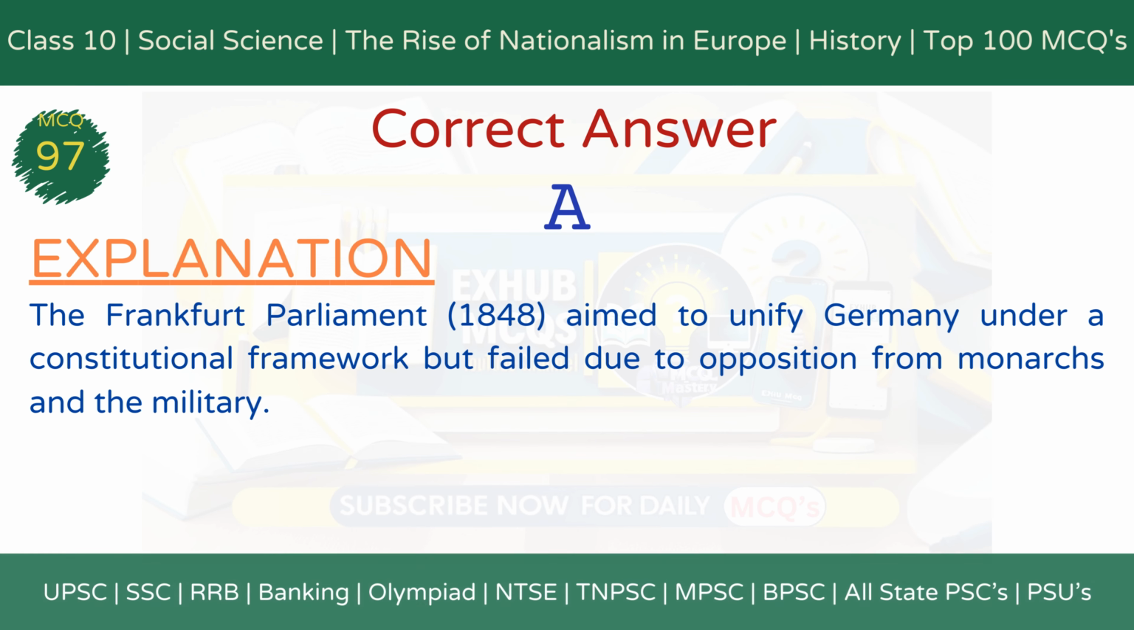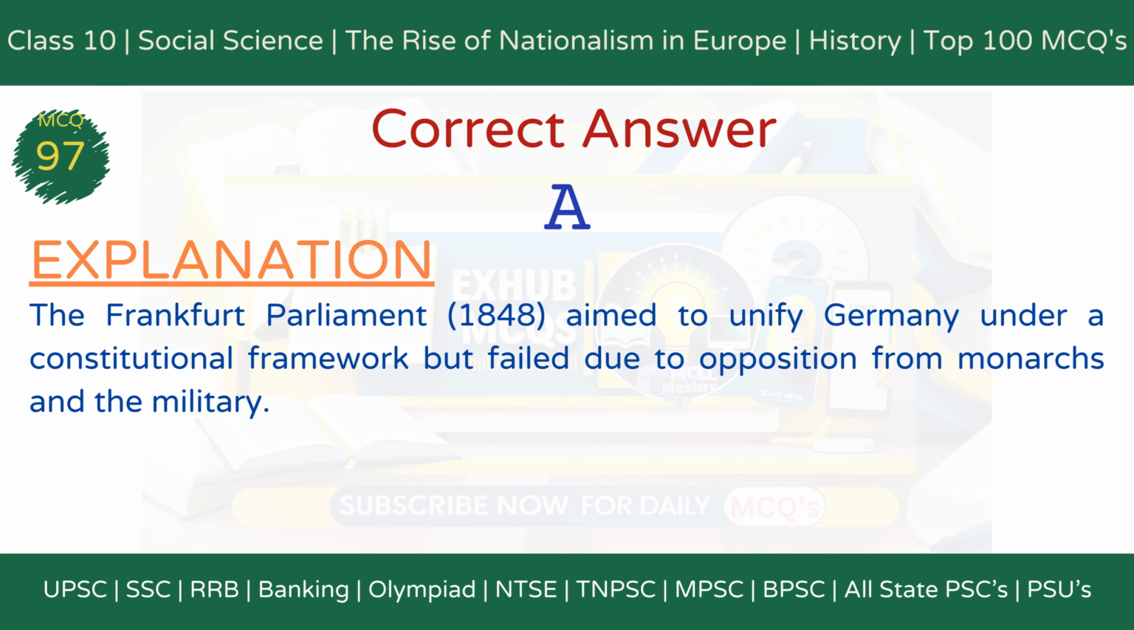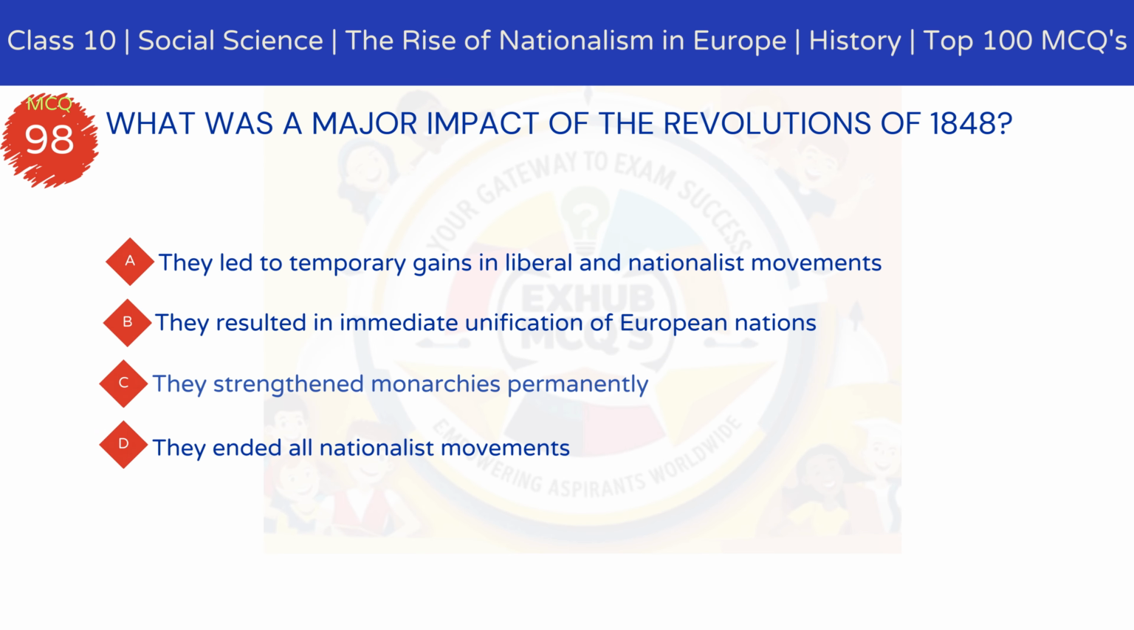The correct answer is option A. To draft a constitution for a united Germany. Explanation. The Frankfurt Parliament, 1848, aimed to unify Germany under a constitutional framework, but failed due to opposition from monarchs and the military. MCQ 98.